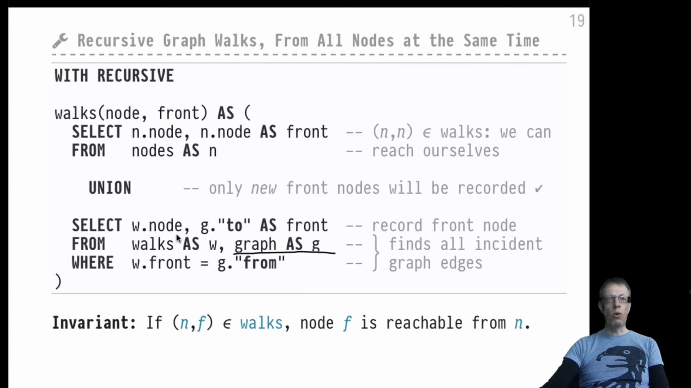And that's all there is to it. This would be new nodes that I've discovered, and they would be input to the next iteration of our evaluation of this recursive part of the query.